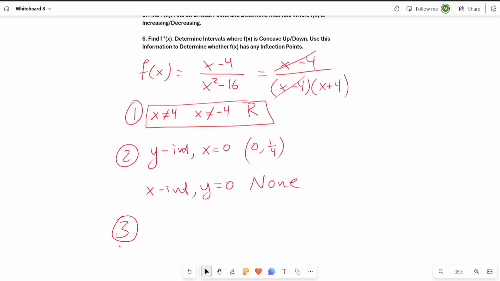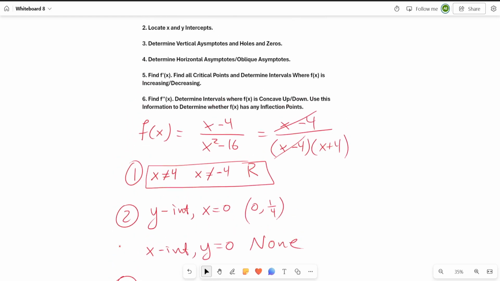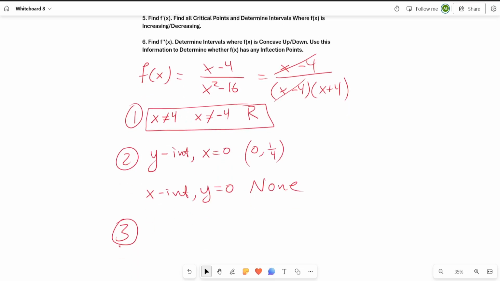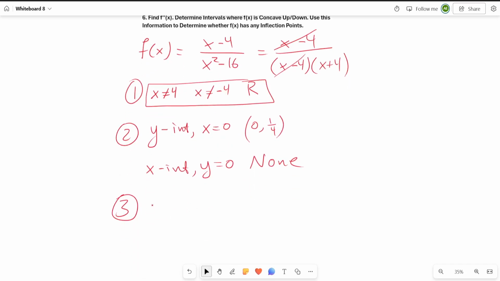Let's move to the third step. The third step is determining vertical asymptotes and holes. So again, vertical asymptotes and holes are values of x that will make the function undefined. And I can see here that I have two values of x that will make the function undefined: x equals 4 and x equals minus 4.